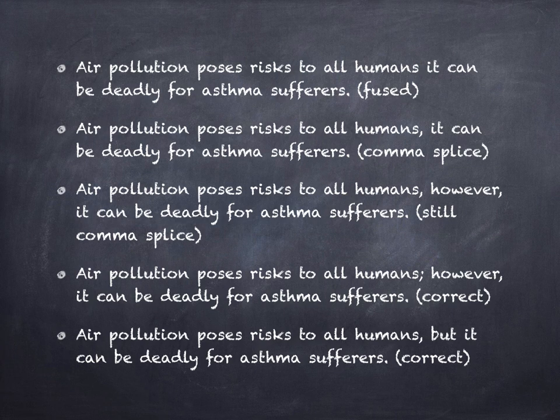Here's another example of how this same sentence can be corrected. Air pollution poses risks to all humans, comma, but it can be deadly for asthma sufferers. This is correct because we have the comma and the conjunction connecting the two sentences.